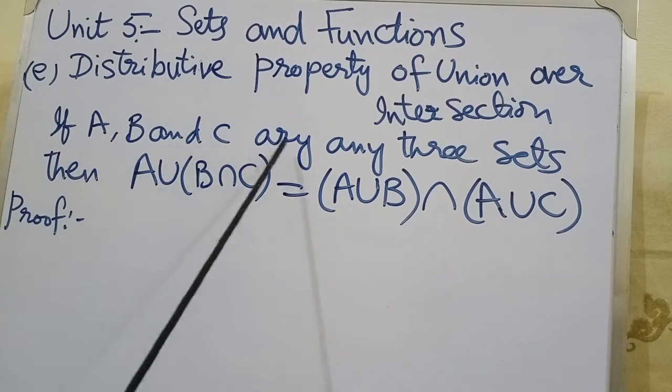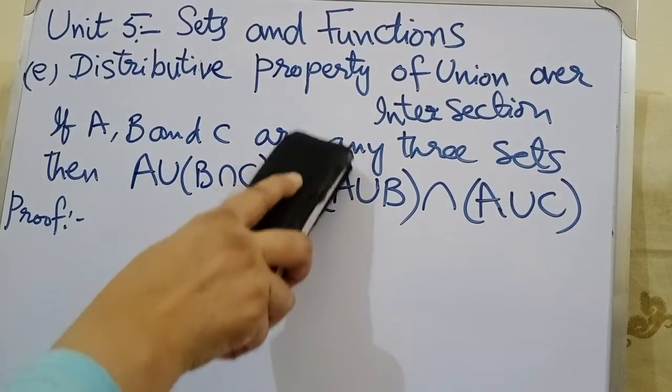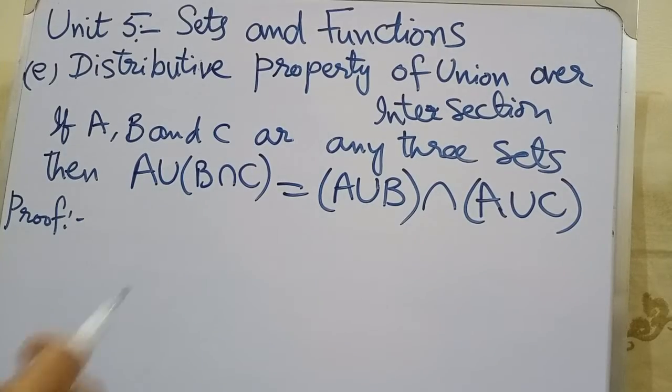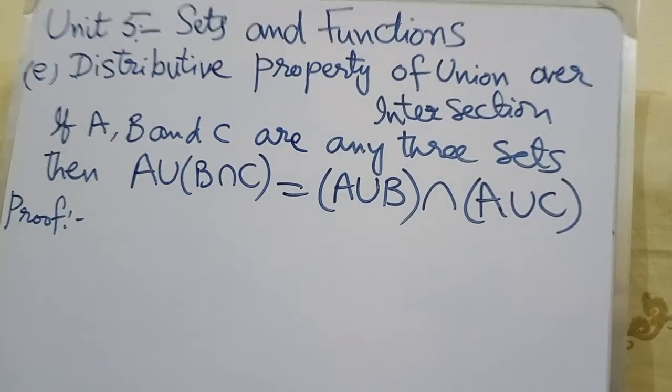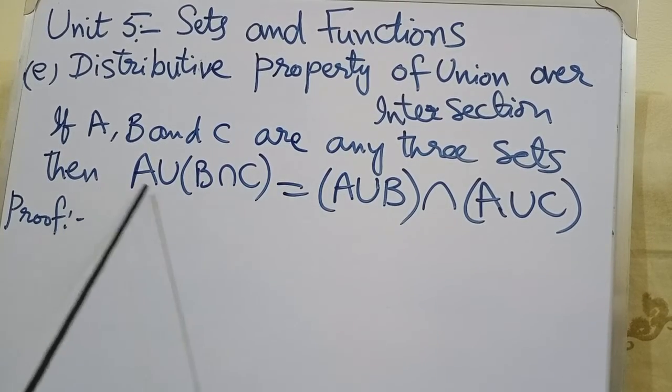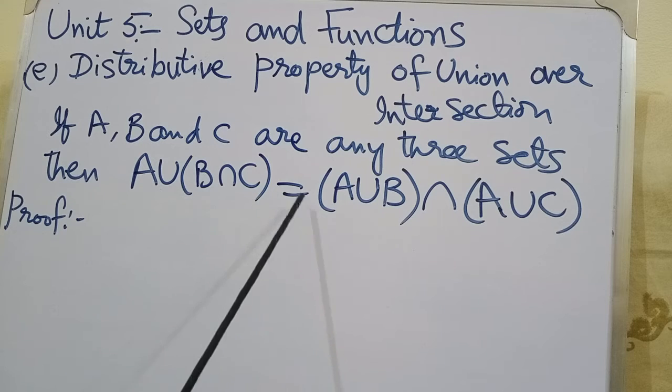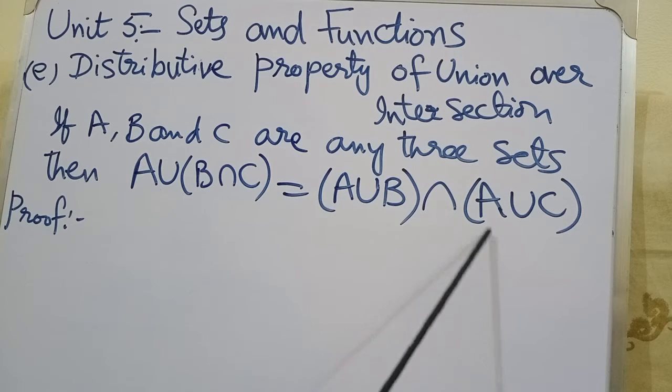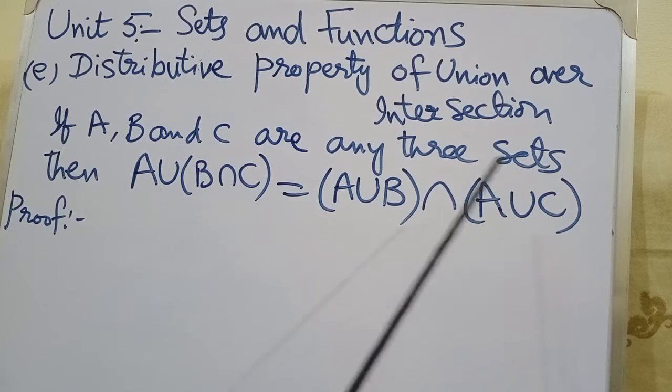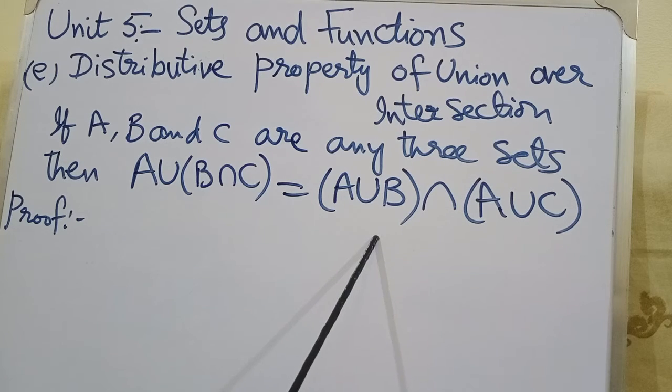If A, B and C are any three sets, then A union (B intersection C) is equal to (A union B) intersection (A union C). This is the property we have to prove.